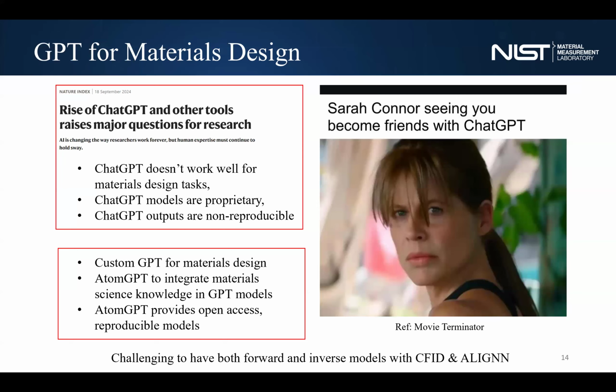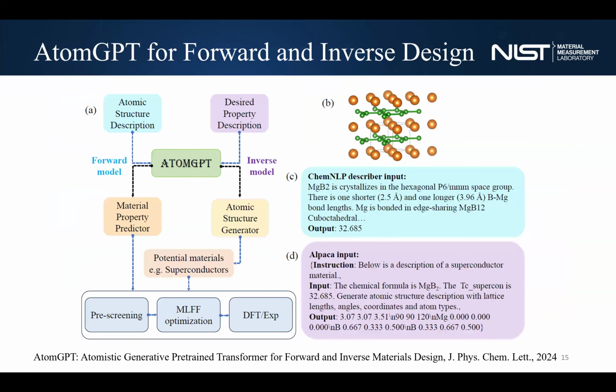So again, computers, you can explain atomic structure in terms of formula, space group, bond length, and so on, like tetrahedral and other orientation, using a software package we developed called ChemNLP. And you can describe this and then predict properties like transition temperature.